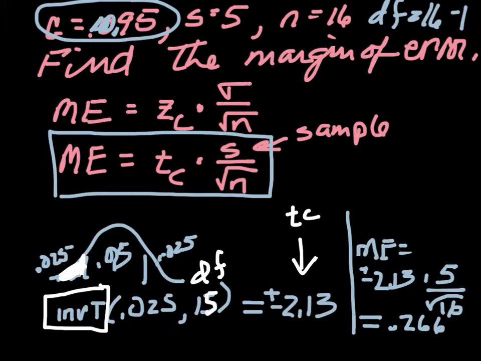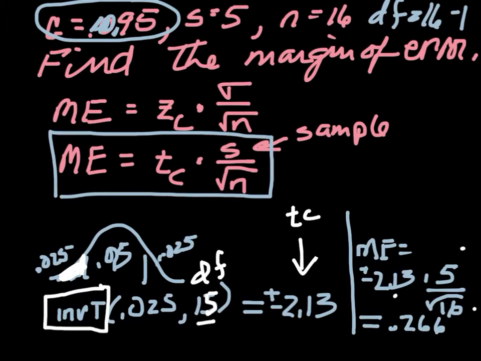Now, if you wanted to use the table, you would have gone to the table and looked up 0.95 and gone down to 15 degrees of freedom, and it would have given you the same number. Once you do that, it's the critical t value times the standard deviation over the square root of the sample size, and that gives you your margin of error.